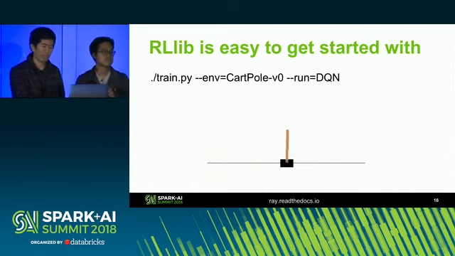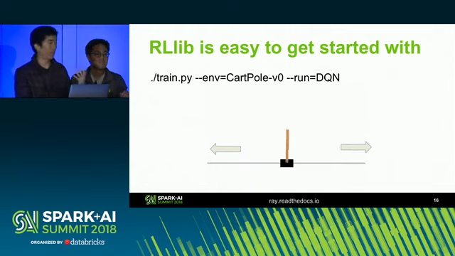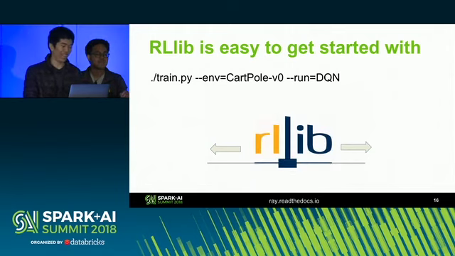So the cart pole task looks like this. The basic idea is you have a pole that's being balanced on a cart, and you want to learn a controller that can balance the pole by either moving the cart left or right. And you want to keep the pole balanced for as long as possible. And also, you know where our logo comes from.